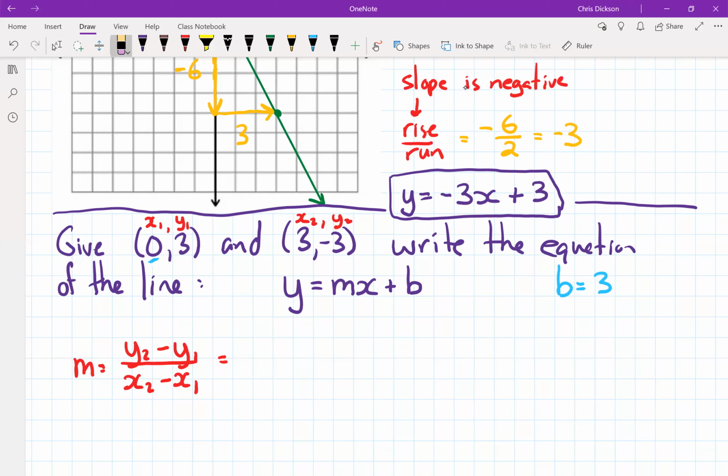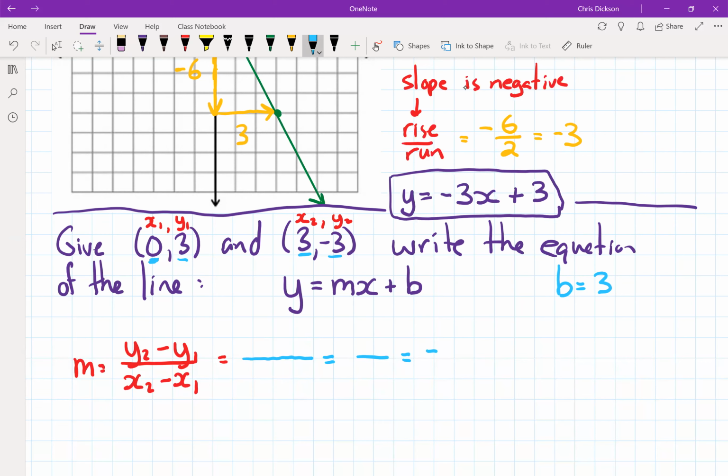So what I do is I take x2. So x2 would be this number here. So that's 3 minus 0. Okay. And I take y2, which is -3. And now I minus 3. So I'm going to get 3 over top of -6. -3 minus 3 is -6. And if I divide those two numbers, I get negative, oh, sorry, whoopsie. That would be a blunder there. Let's try that one more time.